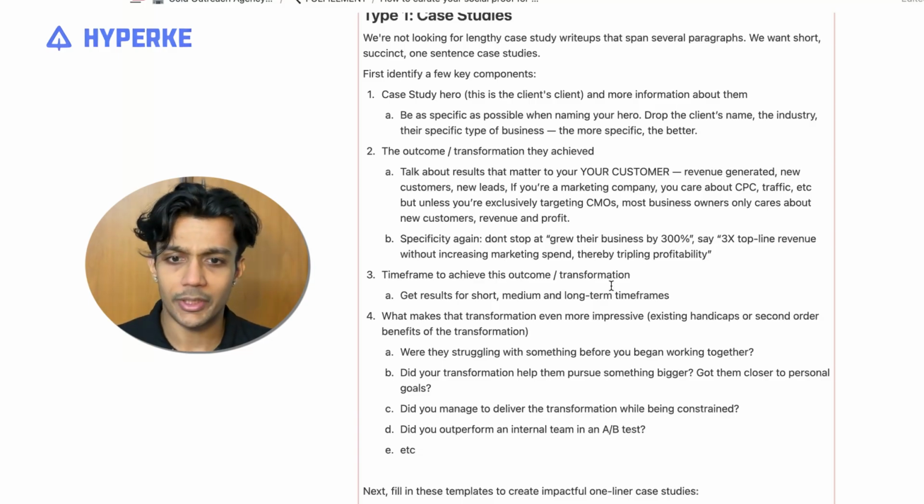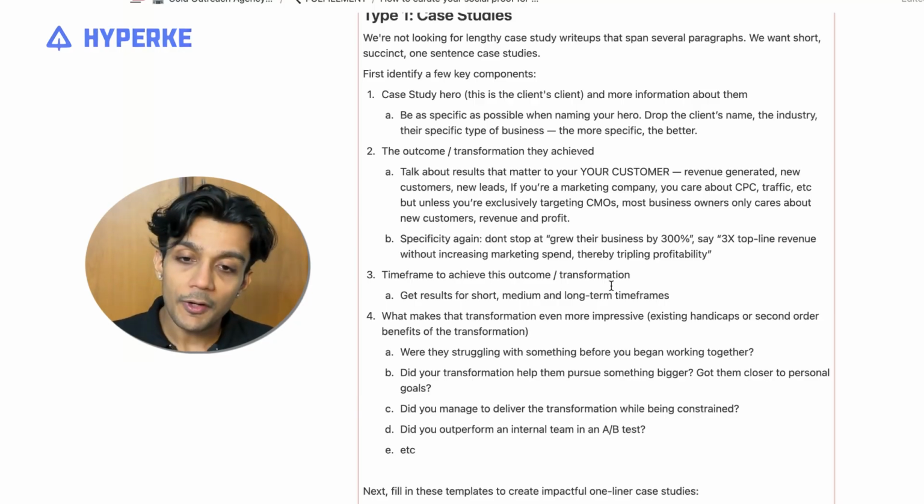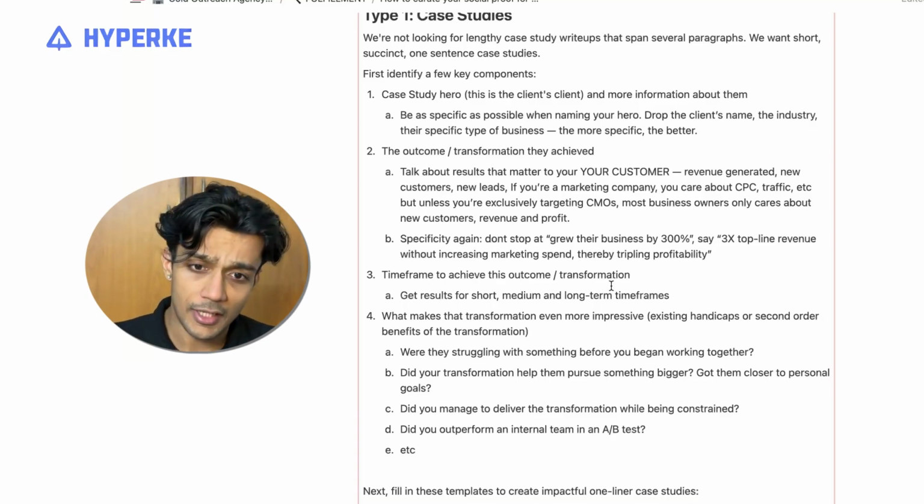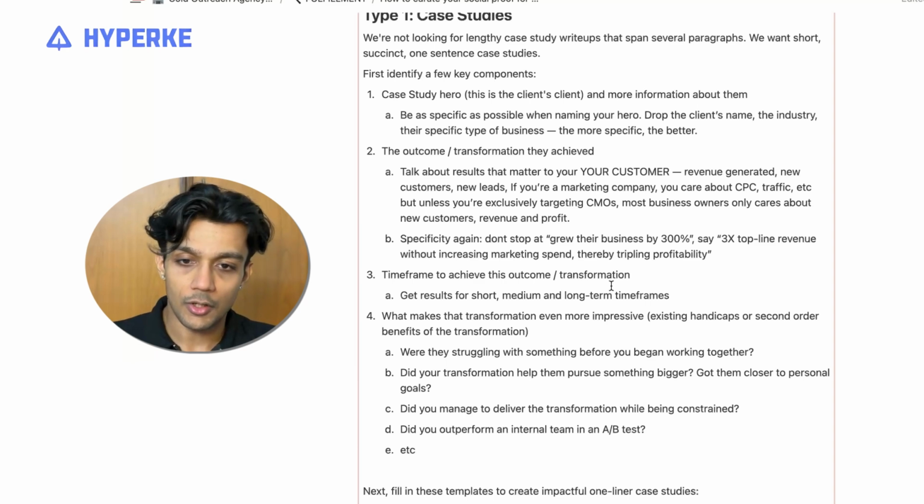So anything from a week to 3 months to 6 months to a year, because different businesses think in different time frames. Finally, and this is the icing on the cake. Now that you have the hero, the outcome, the transformation, and the time frame, you want to sprinkle on top of this what made this transformation even more impressive, right? Was there a handicap that you were operating with when you delivered this transformation to your hero?